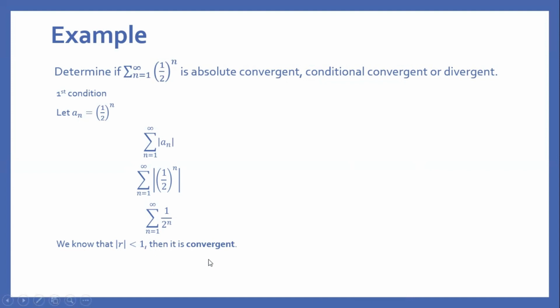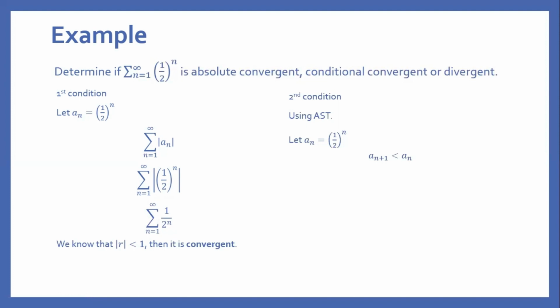Kasi kahit na ano na gawin natin dyan, kapag sinubstitute lang natin yan, mas mababa yung magiging value. Tandaan natin, kapag lumalaki yung value ng denominator, lumiliit yung value ng kabuuan ng fraction. So, ito yung nagsisilbi nating r. So, we know that the absolute of r is less than 1, convergent siya. Second condition naman, by using the alternating series test, ganun din, ilalet natin sa a sub n yung 1/2 raised to n.